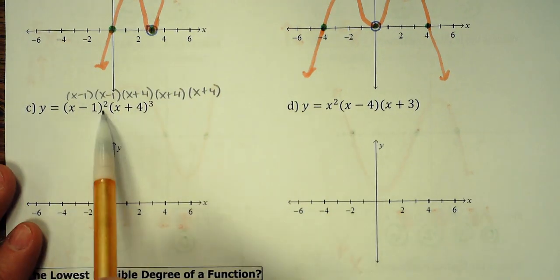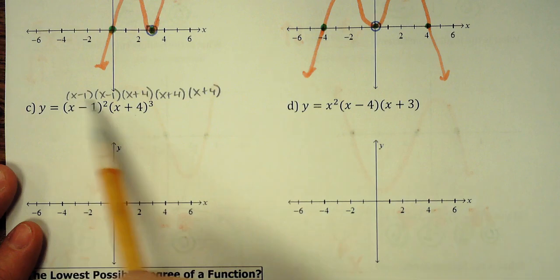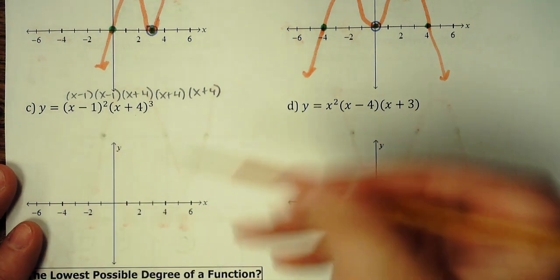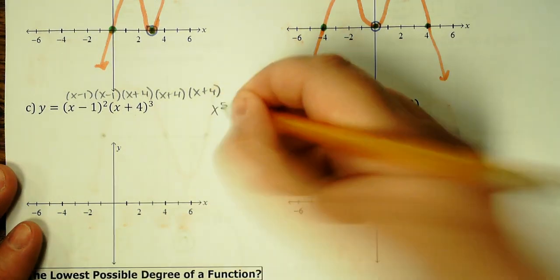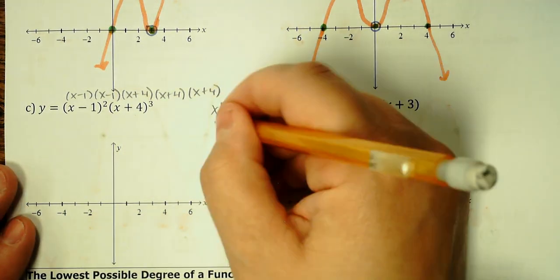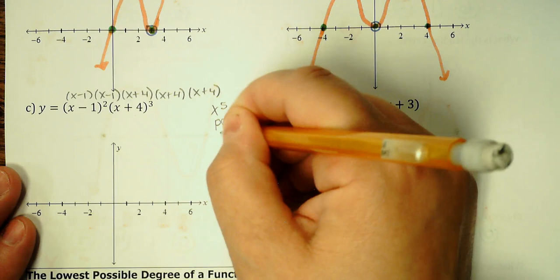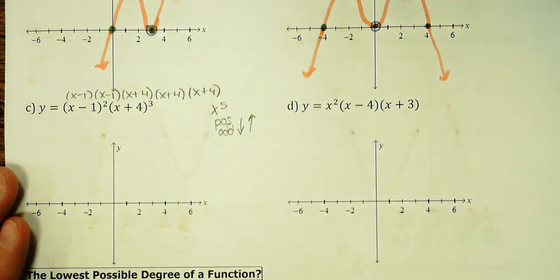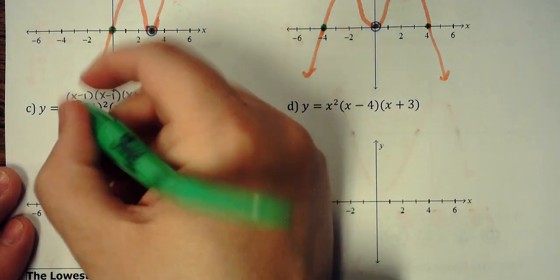You have 2 of these and 3 of these. So all written out, I'd have 1, 2, 3, 4, 5, x to the 5th. Nothing causing that to be negative. So this is positive, and this is to the 5th, so it's odd, down at the beginning and up at the end. Okay, now we're going to go through 1.